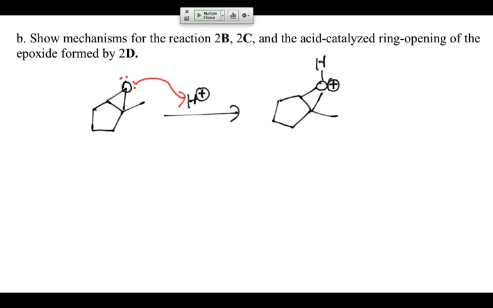And then, what is the acid catalyzed ring opening? So then we have some water, which opens up the ring. And again, it goes on the more substituted carbon.